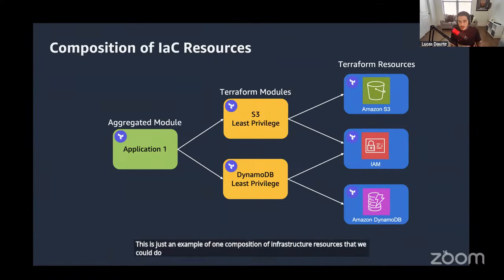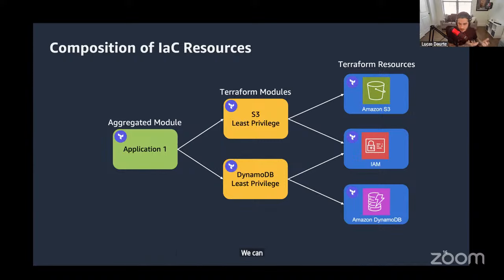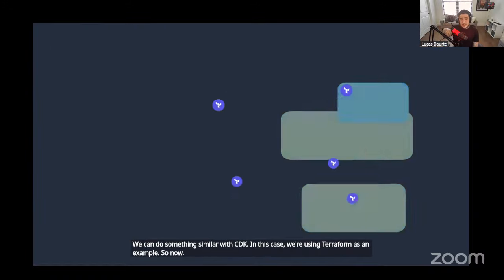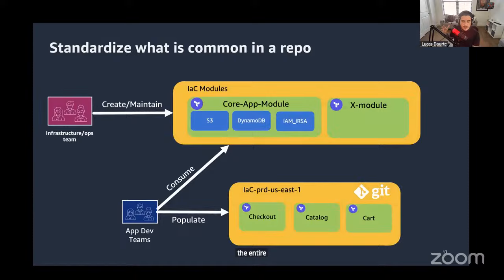This is just an example of one composition of infrastructure resources that we could do. We are doing that with Terraform. We can do something similar with Crossplane. We can do something similar with CDK. In this case, we're using Terraform as an example. So now the entire flow would look something like this.